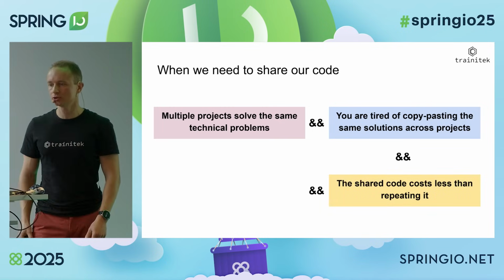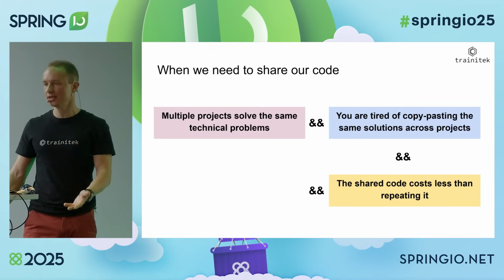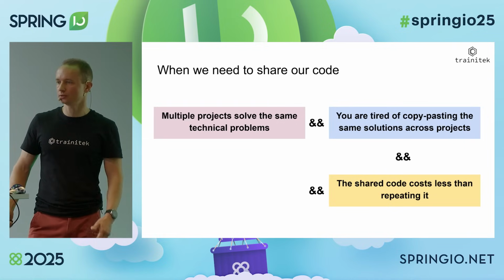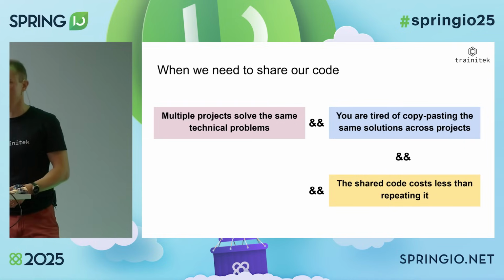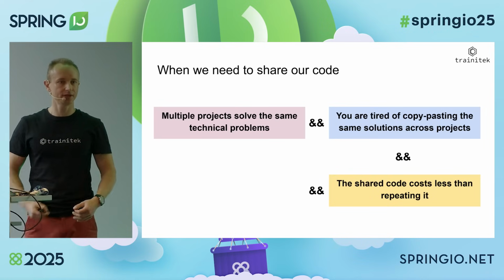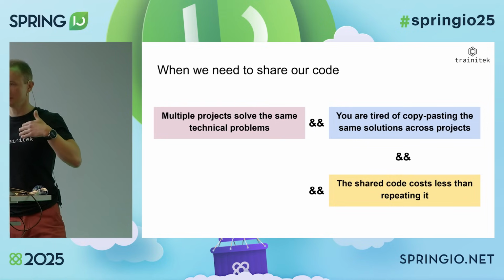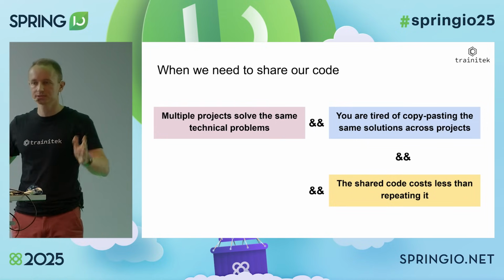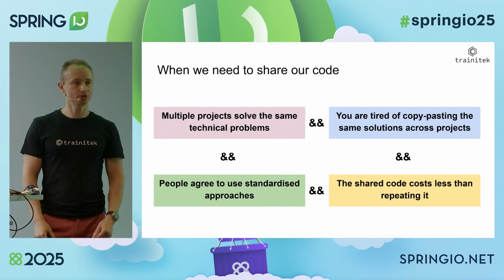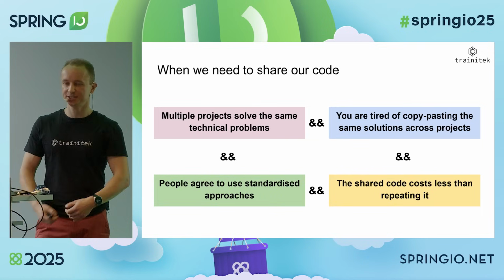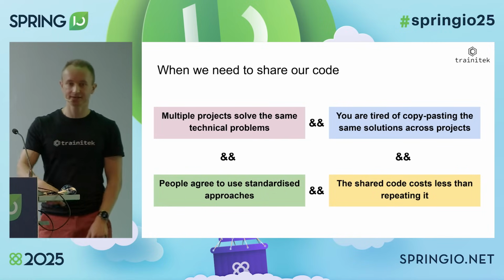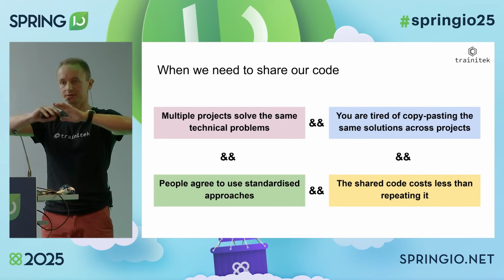And the shared code costs less than repeating it. Maybe in your case, it's okay to repeat it. Maybe all the products or projects want to go their own way. Maybe they don't want to synchronize with one source of truth, adjust to the versions, run some migrations and things like that. Maybe it's just fine. And people agree to use standardized approaches, because if you force them and they don't agree, formally they will use your library, but in reality there will be a lot of kind of black market.